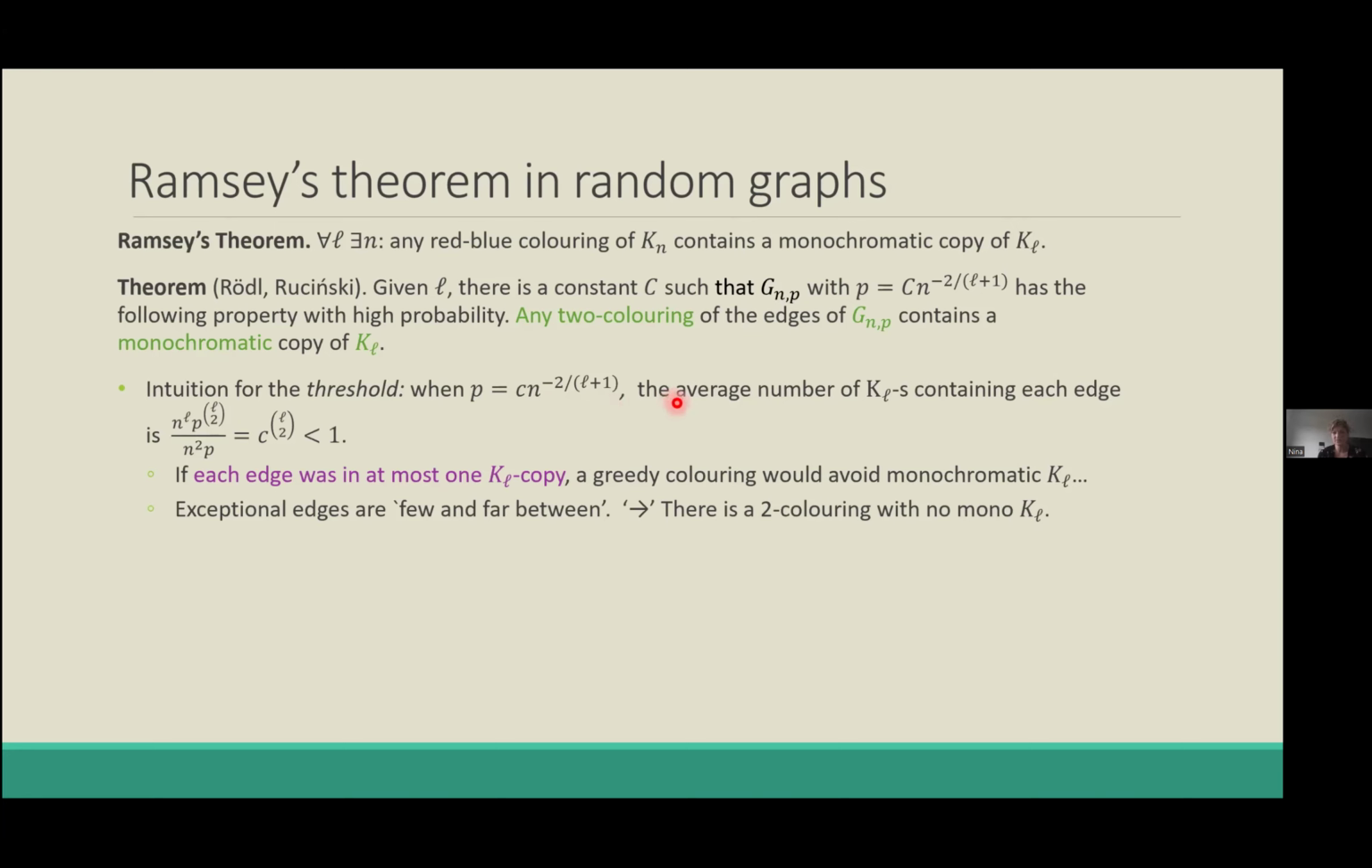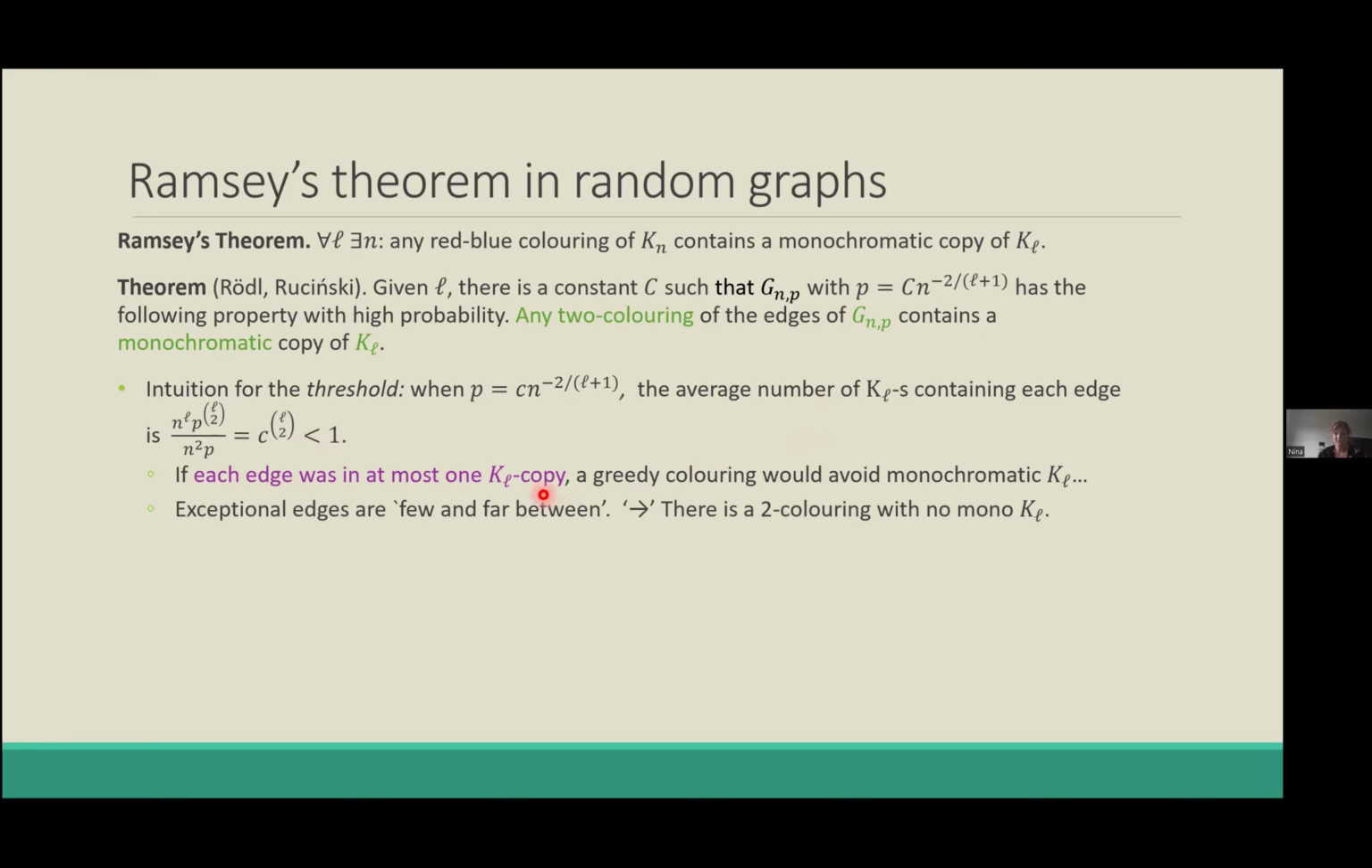Well, the crucial quantity to consider here is the average number of K_L copies containing each edge. So this average number is just the total number of K_L copies divided by the expected number of edges. And this turns out to be exactly the constant to the power L choose 2. So this is how this threshold is actually chosen. And now, when this is less than 1, then an average edge is contained in less than 1 copy of K_L.